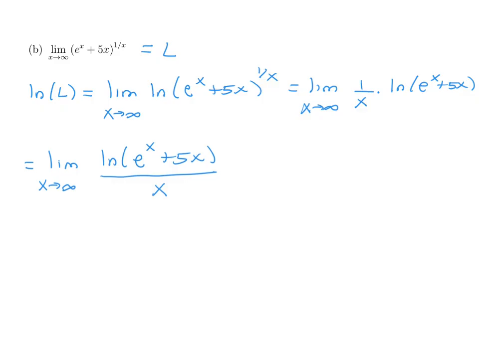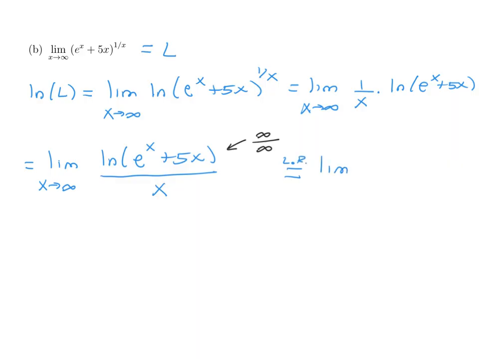Now, is this an indeterminate form as x goes to infinity? And the answer is, yeah, this is of the form infinity over infinity. As x goes to infinity, clearly this goes to infinity. The thing inside the log function goes to infinity, and so does the natural log. So certainly this is infinity over infinity. For this reason, for this next step, we're going to be using L'Hopital's rule.